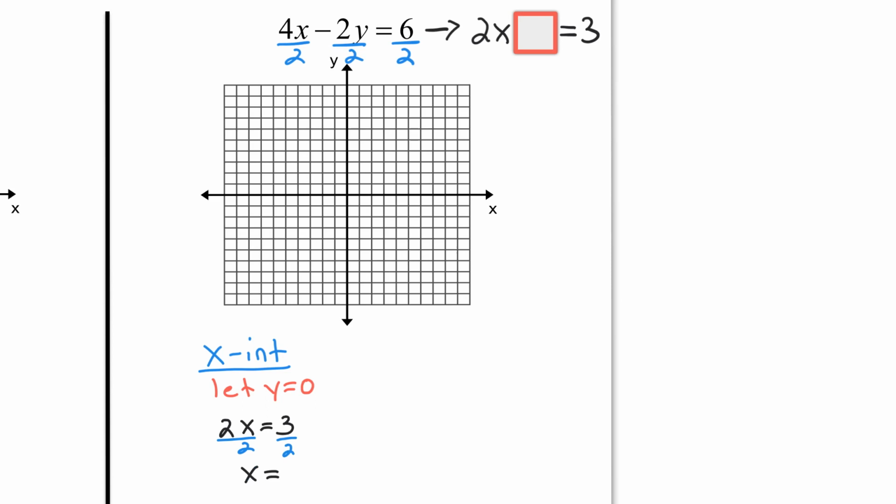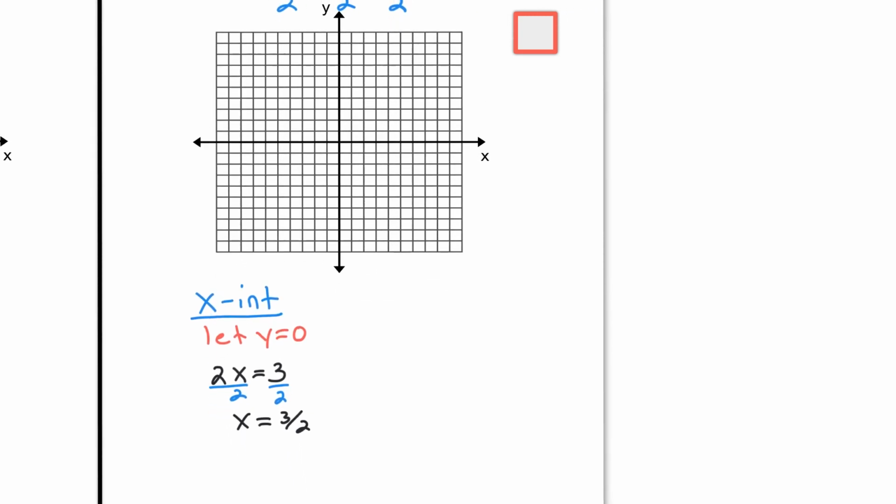So x equals 3 over 2. Now, I know this is a fraction, so I'm going to help you guys when you have fractions, but let me write it as an ordered pair, okay? When you have fractions and you're trying to graph, it's a lot easier if you use mixed numbers. So 3 over 2 as a mixed number is actually 1 and 1/2.